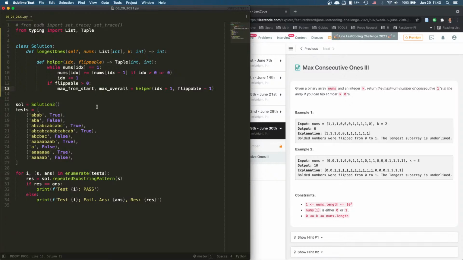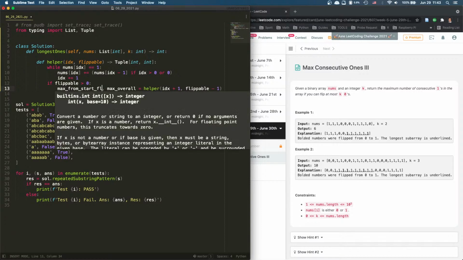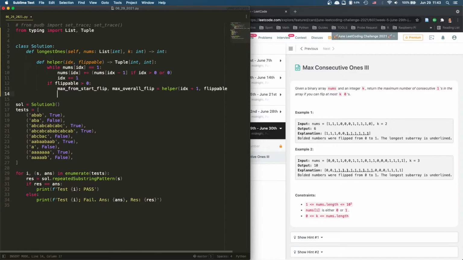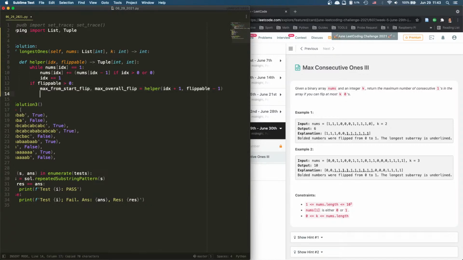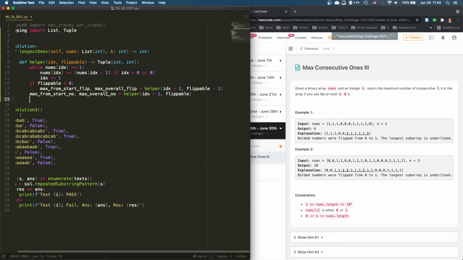So there's another option, which is flip. So max overall, this is flip. Max overall if I flip, right? And then we have the same call. So this one is no flip. What we call no flip. If I do not flip, then I'll go to the next one and I'll call flippable. Okay, so now we have these two situations accounted for. And now once we have accounted for these two situations, we need to see which one is the best, right? Which one is the best?